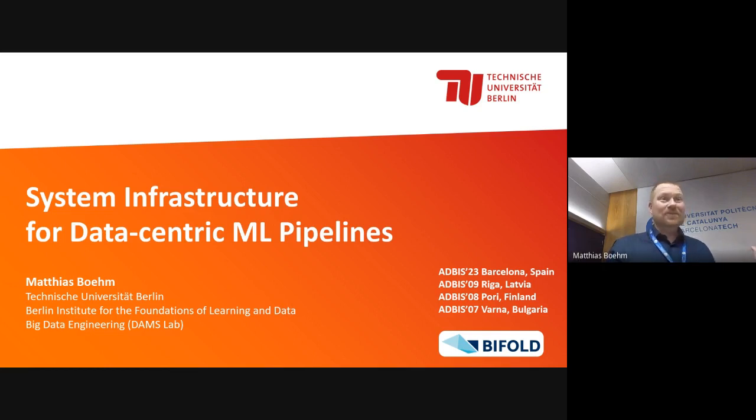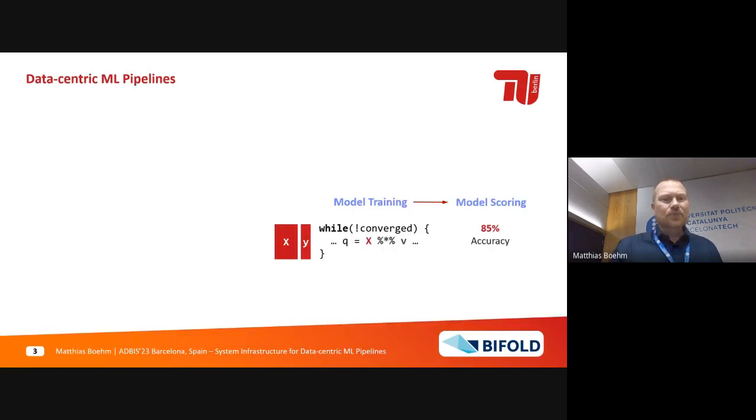All right, so this talk is all about system infrastructure for data-centric ML pipelines. First we need to define what a data-centric ML pipeline is. There is some kind of training procedure where we have a feature matrix X and labels Y. For classification, those are categories. For regression, this is a numerical response variable.